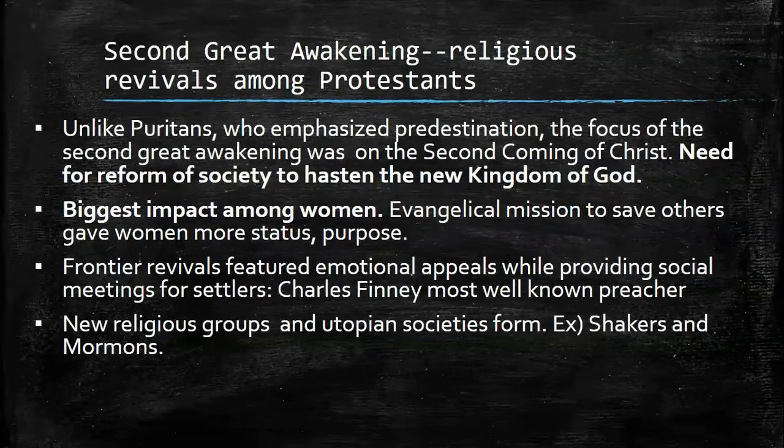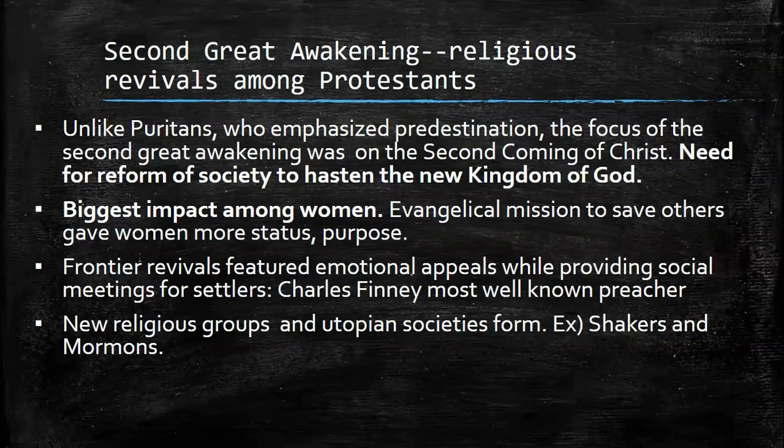Unlike Puritan beliefs, which emphasized predestination, the focus of the Second Great Awakening was on the second coming of Christ. So if Jesus is coming back, humans need to tidy up the place a bit by reforming society. The biggest impact of the movement is among women. Evangelical missions gave women more status, which also gave them more purpose.